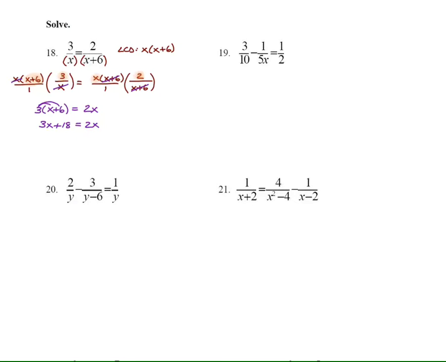So I'm going to get my x's on the same side of the equation, so I'm going to subtract 2x from both sides, leaving me with just x plus 18 equals 0. If I subtract 18 from both sides, it would give me the x value negative 18, and that would be the solution to the equation.